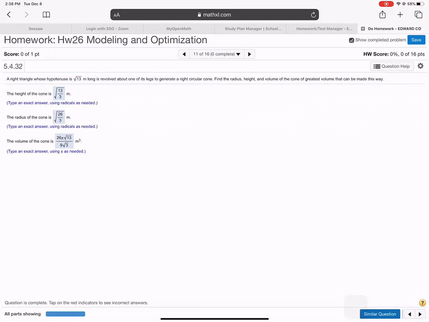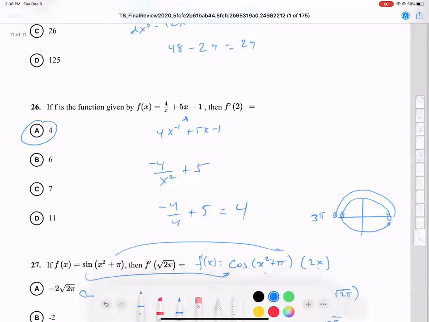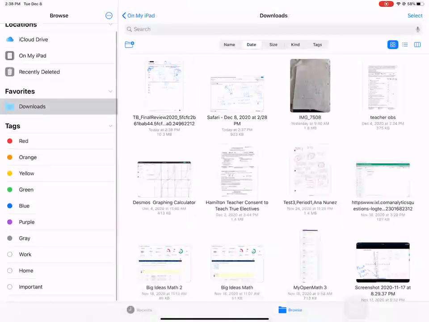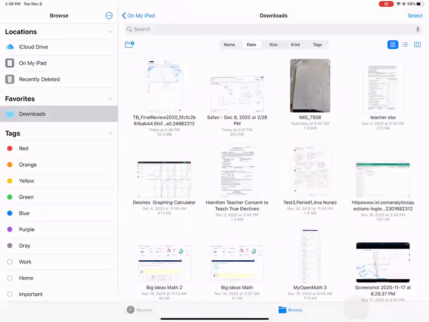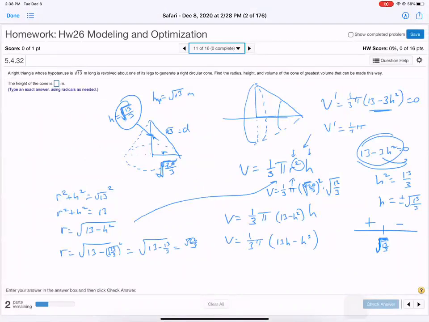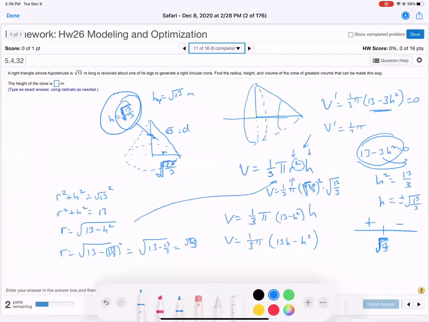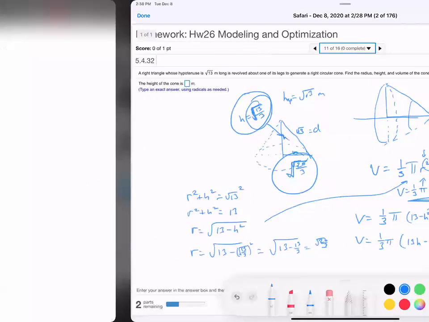So the radius was the square root of 26 over 3. Is that what we got? I don't remember. Okay, yep, that's our answer here. We got the square root of 13 over 3 and the square root of 26 over 3. And then our final volume is this craziness right here, right? Okay. I'm going to take that as a yes.